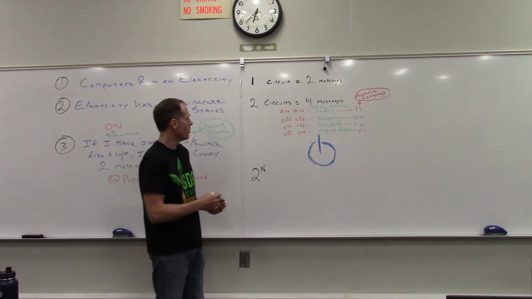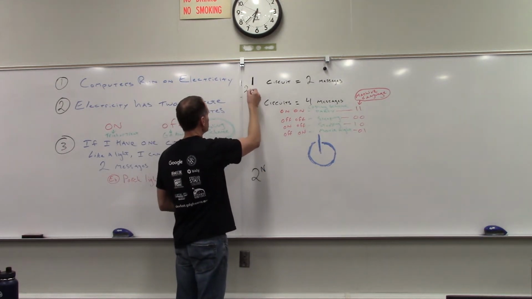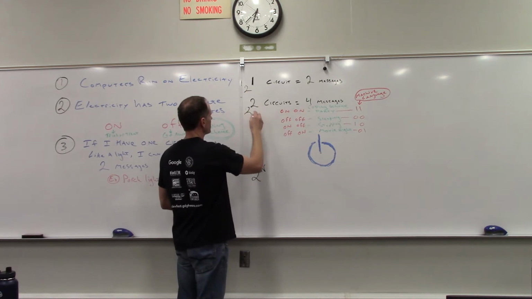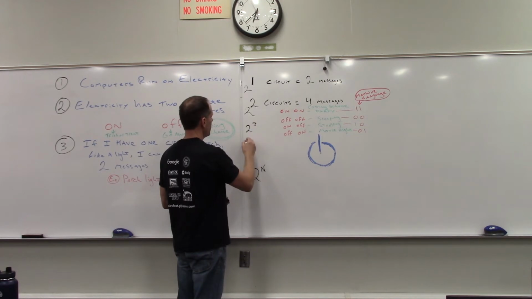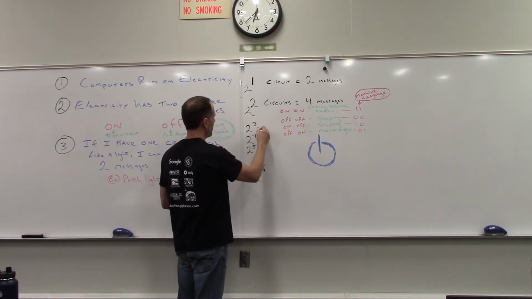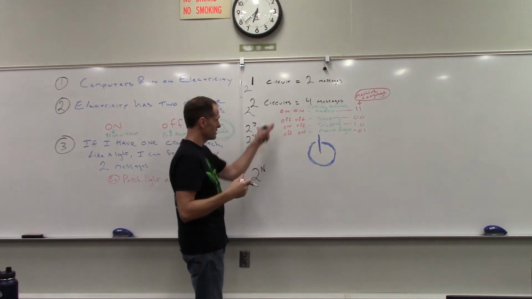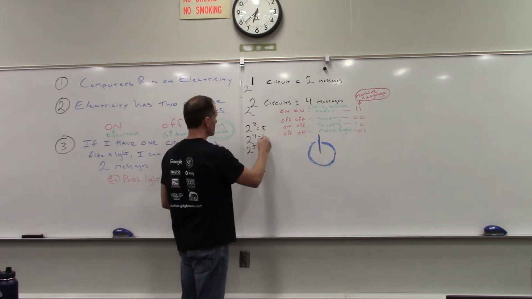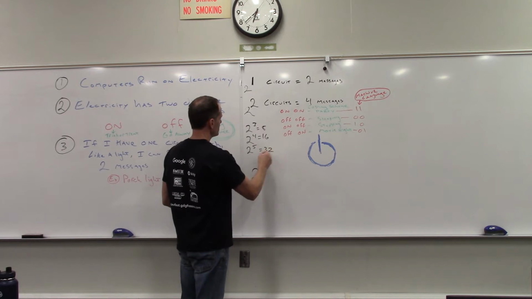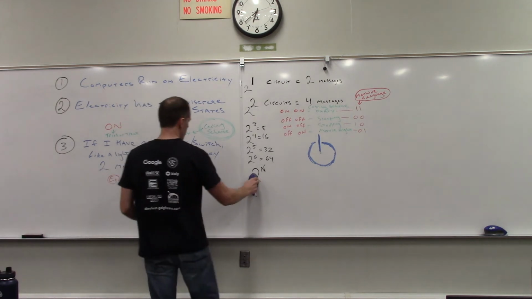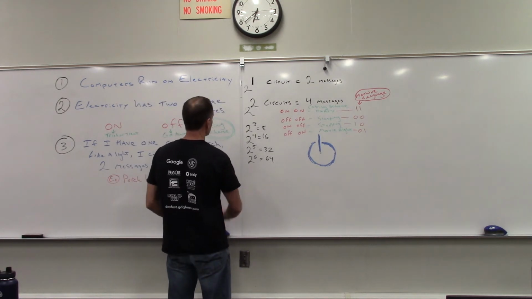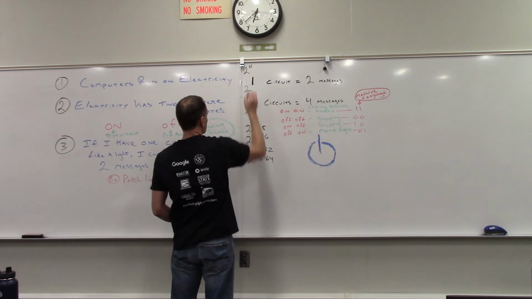So if we have 1, it's 2 to the power of 1. If we have 2, it's 2 to the power of 2, which is 4. If we had 3, it'd be 8. If we had 4, it'd be 16. If we had 5, this would be 32, right? This would be 64. So it's 2 to the n is what we're doing there, right?